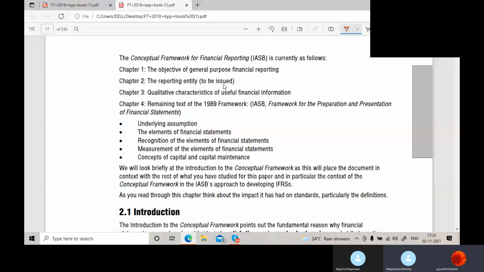Okay. So that day we have discussed the conceptual framework for financial reporting, IASB. The objective of general purpose financial reporting, I told you the purpose is nothing but to know the profit or loss of the performance of the company. Reporting entity is the one which issues or prepares the financial statement at the end of the year. Qualitative characteristics of useful financial information, we had a discussion.